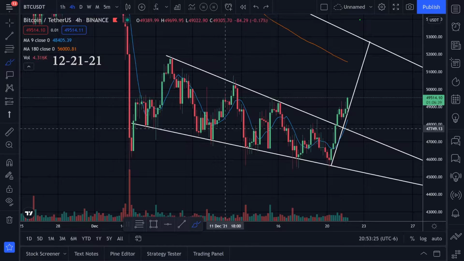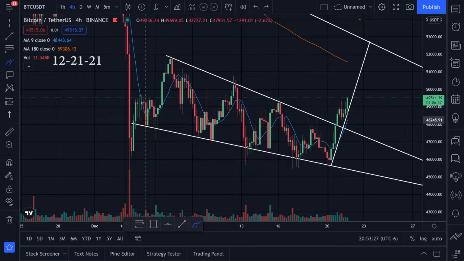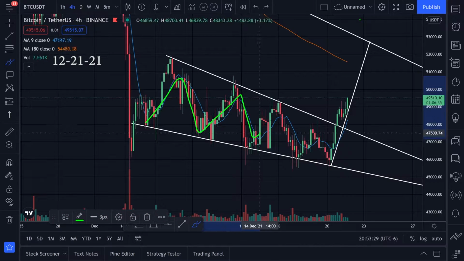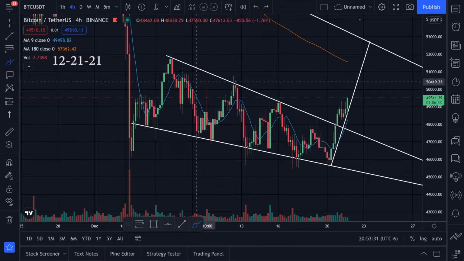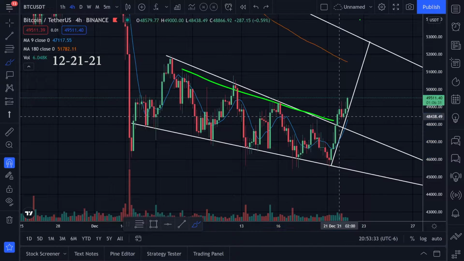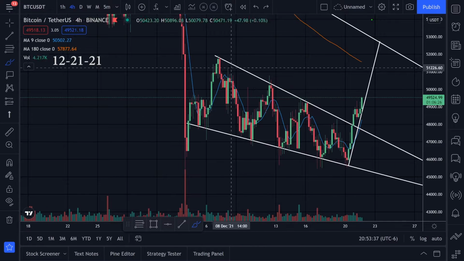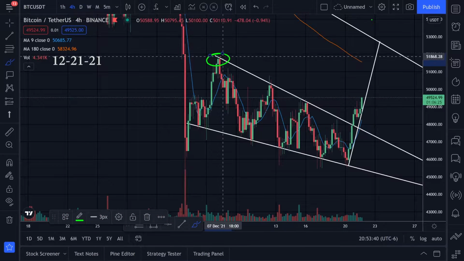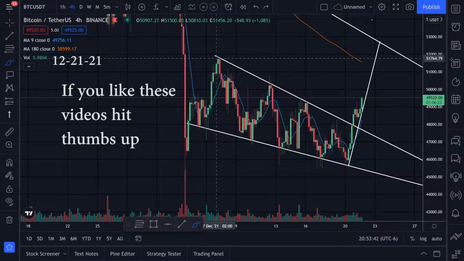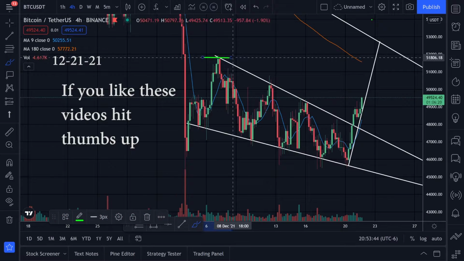Let's take a look at the chart for Bitcoin. Okay, so here's what we've been looking at. We have a falling channel bouncing in between these two trend lines, this top trend line, this bottom trend line. We broke that top trend line going to the upside. So now what I'm targeting is this previous resistance, this previous top over here at 51.7K approximately.